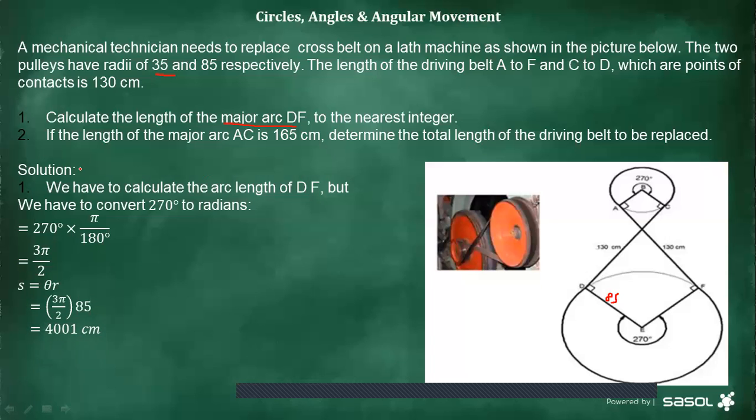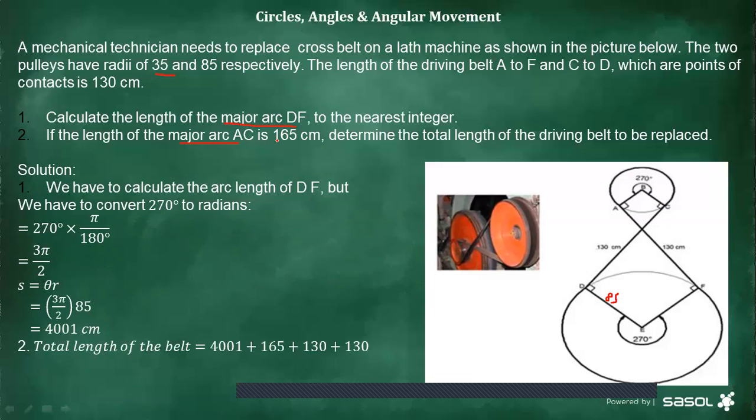And then the second question: if the length of the major arc AC, which is this one on the smaller pulley there, is 165 centimeter, determine the total length of the driving belt to be replaced. Now we need the total length of that belt. But we first have to do what?